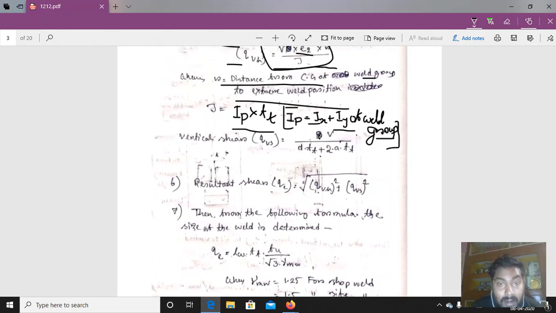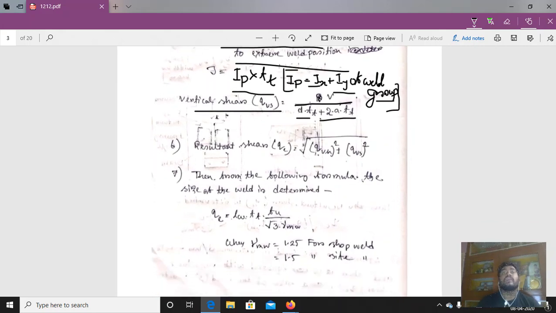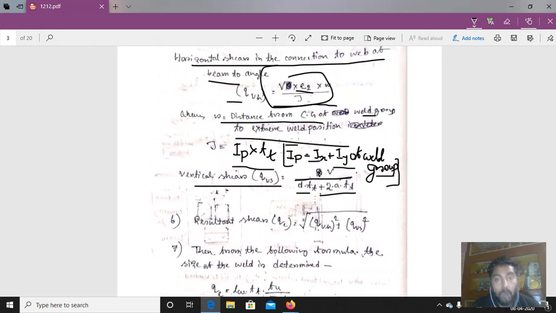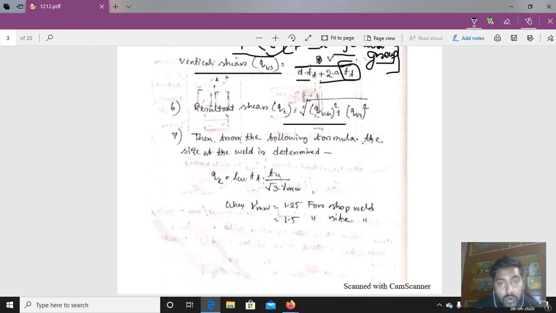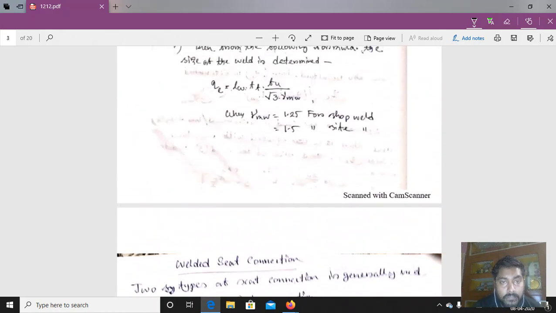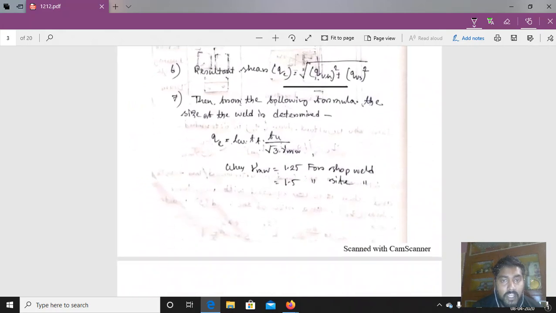So vertical shear QV is equal to V divided by the weld length times TT, 2A plus TT. So from here we can determine the value of the vertical shear also. Now here this TT term and this TT term are unknown. So from here we have to determine the throat thickness. So the resultant shear will be that value.